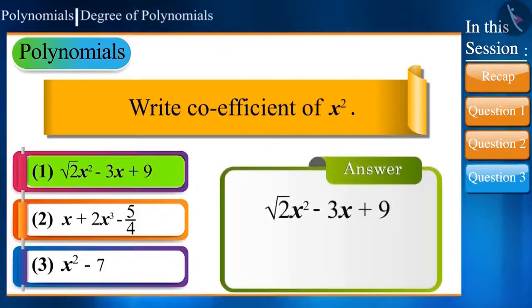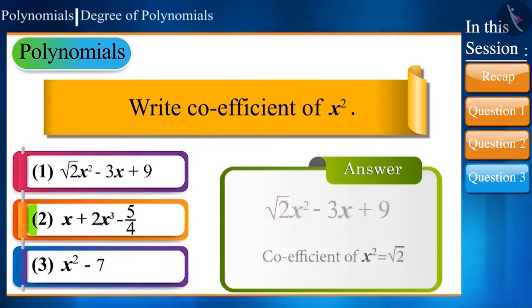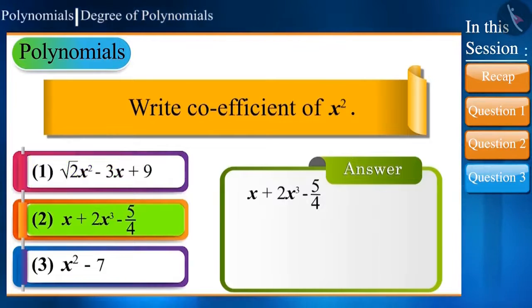In the first question, square root of 2x² minus 3x plus 9. What is the coefficient of x²? We can directly say square root of 2 is the answer. Now, let's go ahead and see the expression x plus 2x³ minus 5 by 4.